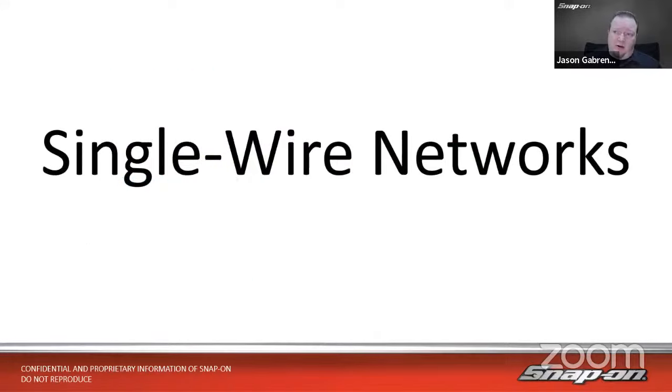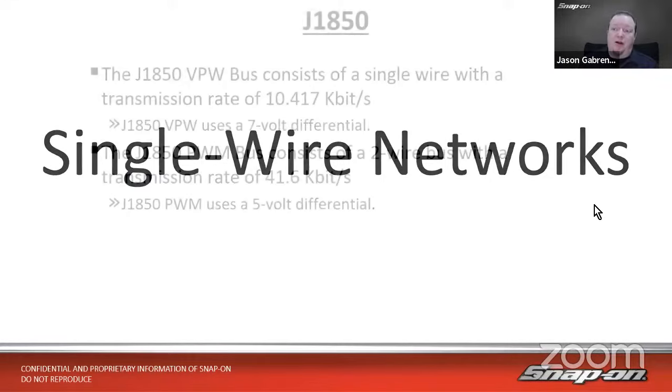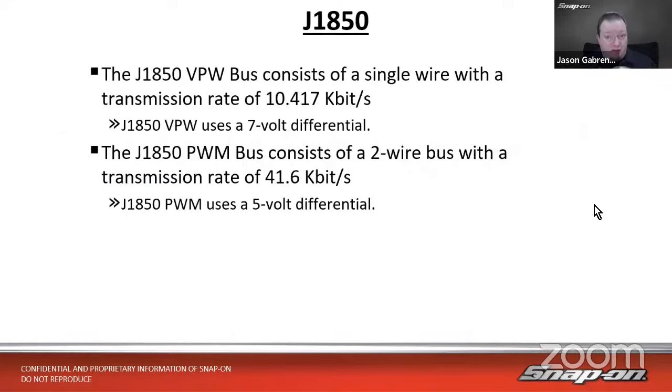So let's start with our single wire networks. We're just going to do a high level overview here, and then we'll get more into testing a little bit later. Single wire networks are going to be like that J1850 that we talked about. The J1850 variable pulse width is a single wire with a transmission rate of about 10 kilobits per second. So this is really the slowest network that we're going to deal with today. It's fairly slow. It's an older protocol, that sort of thing.